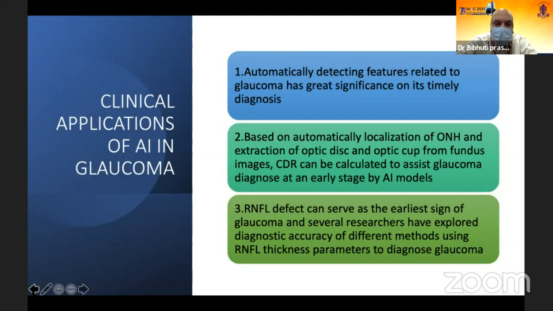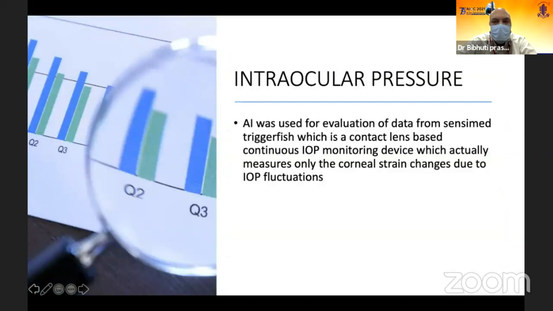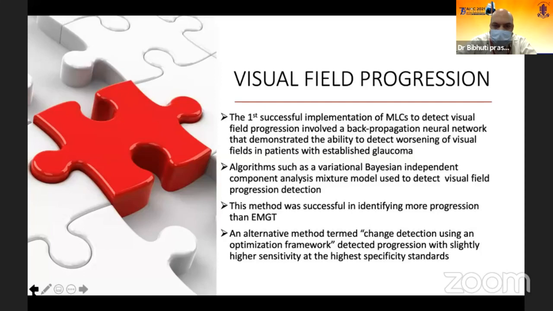The equipment which we are using for that is optical coherence tomography. In cases of intraocular pressure, there is the Sensimed Triggerfish, which is a contact lens-based continuous IOP monitoring device, which actually measures only the corneal strain changes related to IOP fluctuation. That is also where artificial intelligence is being used. Coming to visual field progression, the first successful implementation of MLC was to differentiate between a normal visual field and the field of a glaucomatous patient.